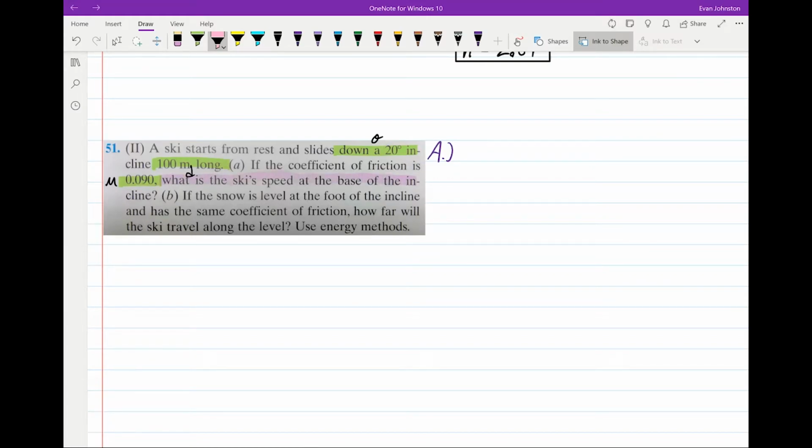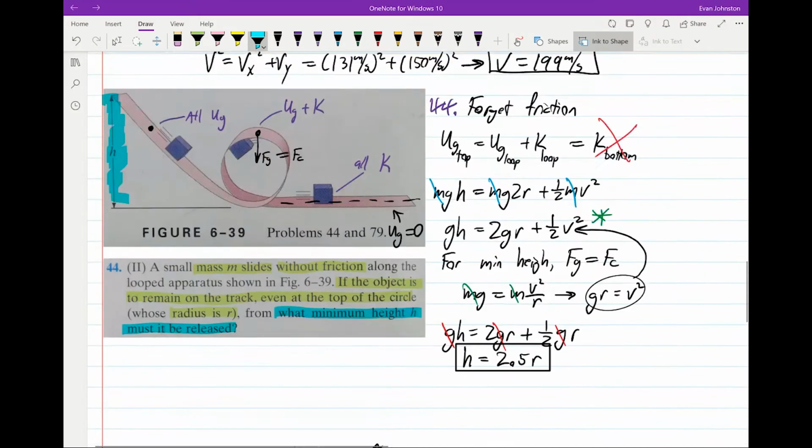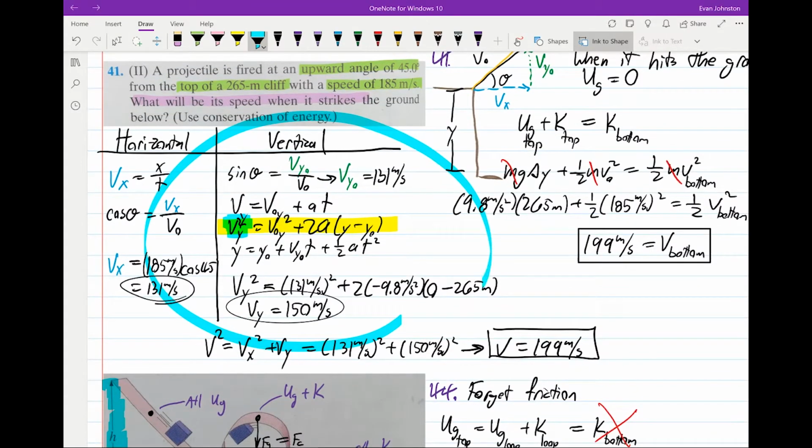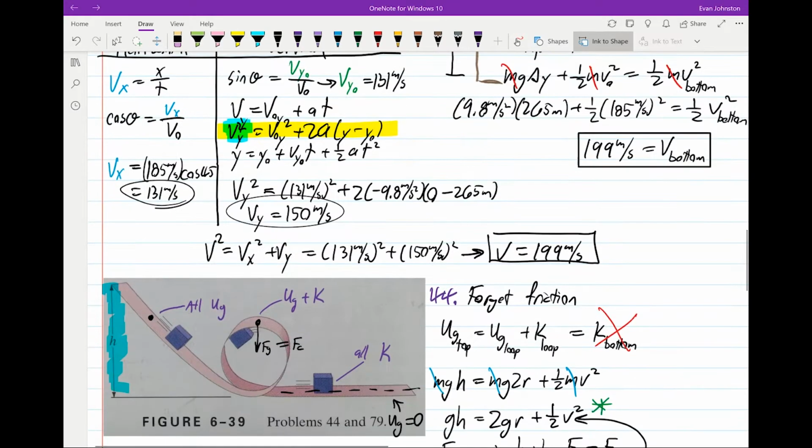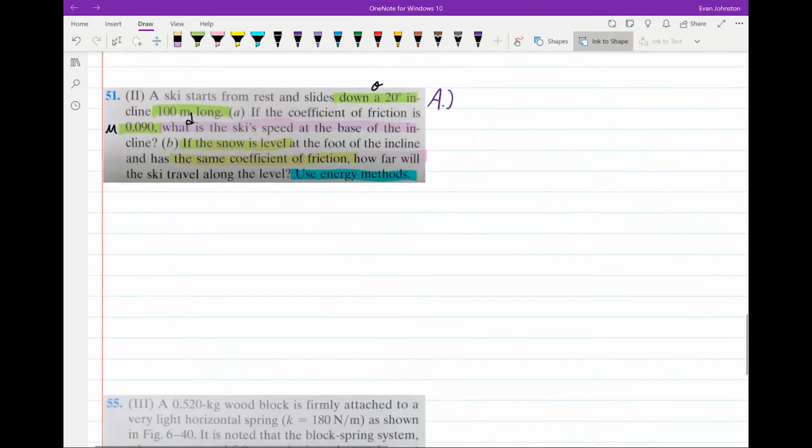And then part B takes it a step farther and says if the snow is level, so that means it's flat, horizontal, and has the same coefficient of friction, how far will the ski travel along? Okay. And more importantly, it says use energy methods. We could maybe have gone ahead and used some unit 1 stuff. But this one's saying use energy. Please use this kind of method.